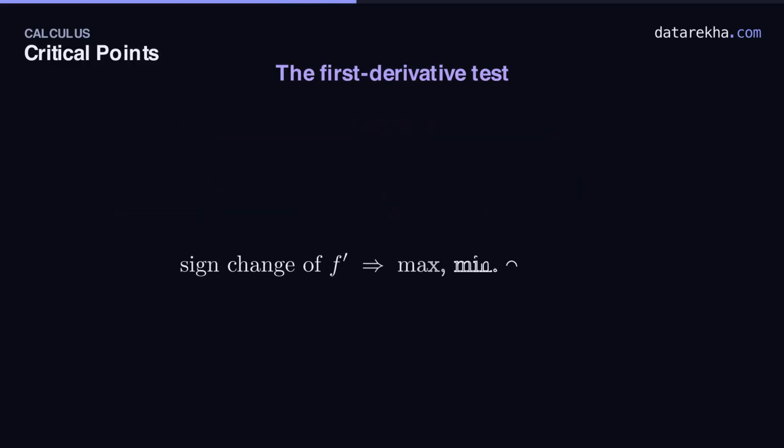That sign chart does more than describe the shape. It classifies every critical point. This is the first derivative test. Look at how the sign of the derivative changes as you cross the point.